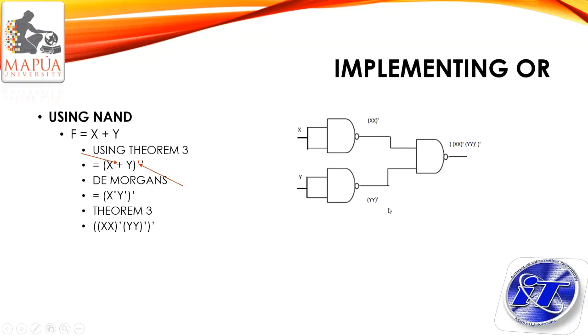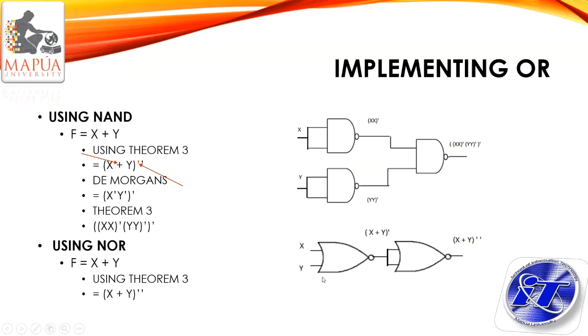And how about NOR? Basically, we're just going to introduce negation to our OR to act as NOR. So the function is equal to x plus y. Using theorem number 3, we have double negation. So NOT of x plus y is NOR, and negate it again. So it can be implemented using NOR. Refer to the previous slide. So this will be our circuit.